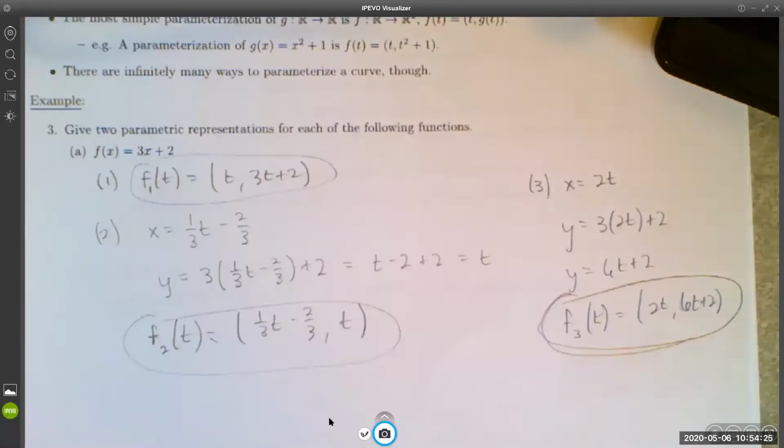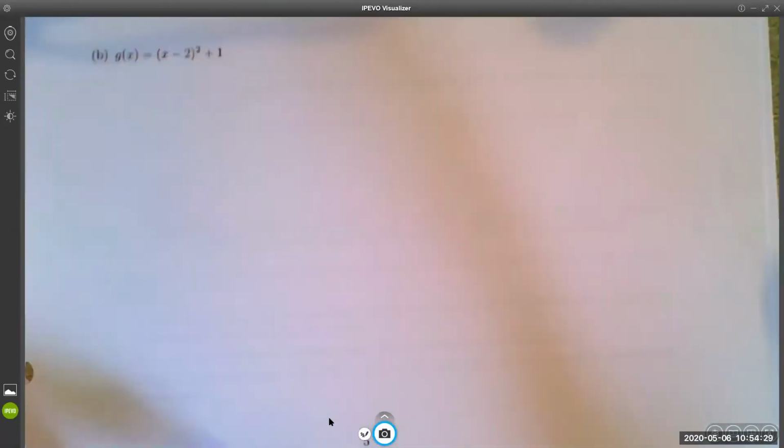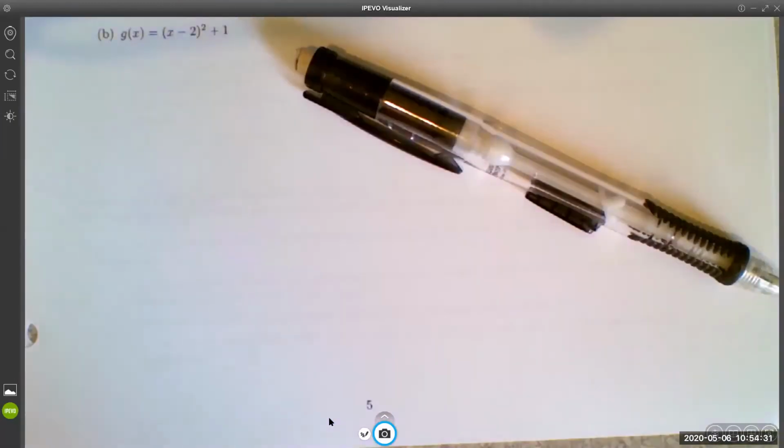So one more example, and then you're done with the class. I mean, you still have to work out some homework problems, but see if you can work this one out on your own. See if you can find 2 parametrizations for this one.